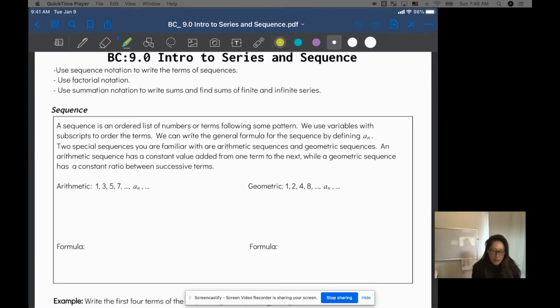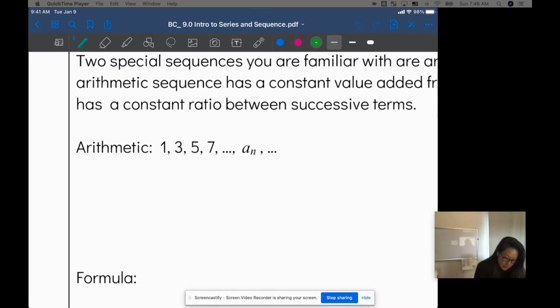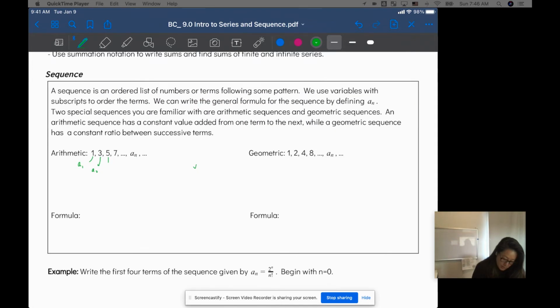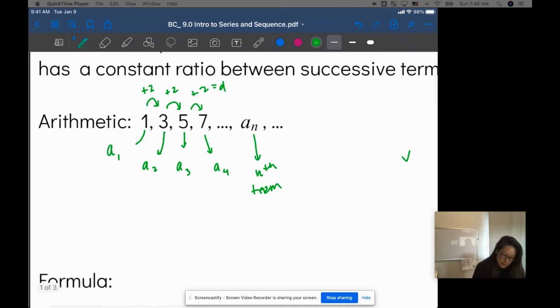Okay, so the way we label the terms in a sequence is the first term is labeled A sub 1, the second is A sub 2, or whatever the sequence name is. So A sub 3, A sub 4, and then A sub n is the nth term in the sequence, okay? And I can see that the pattern, the growth rate, is we're adding 2 each time. So that would be my common difference.